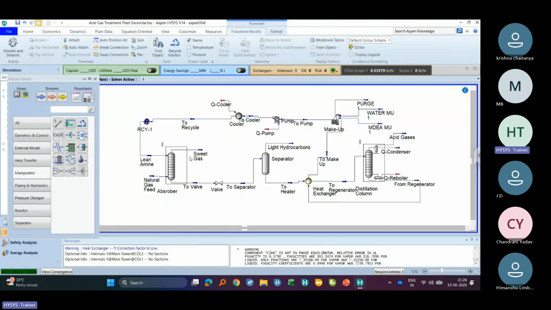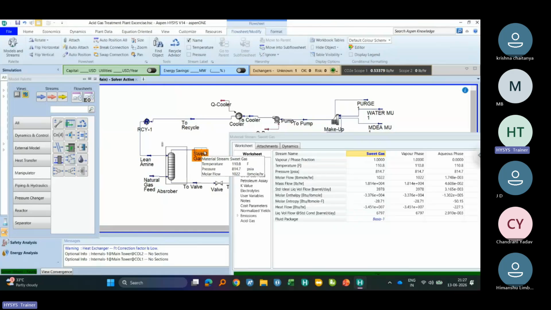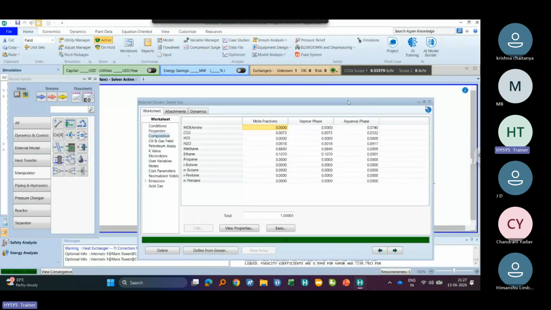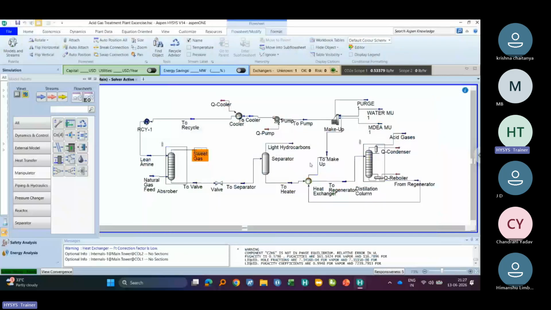You might have observed that the H2S was completely removed, and the CO2 present, which was around 0.76 mole fraction or something like that, is now 0.0073. So that is also to a very small extent. This difference has happened because we have recycled this MDEA amine into this.